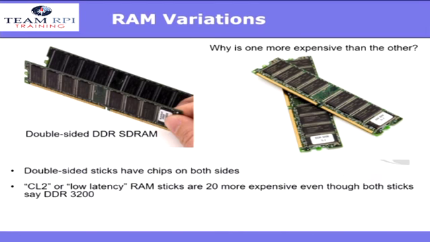It's also important to remember that CL2 or low latency RAM sticks are about 20 times more expensive, even though both sticks say DDR 3200.